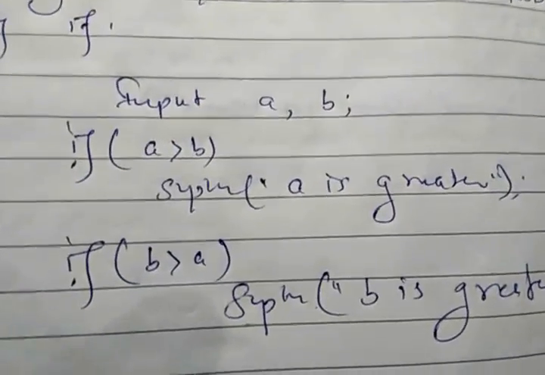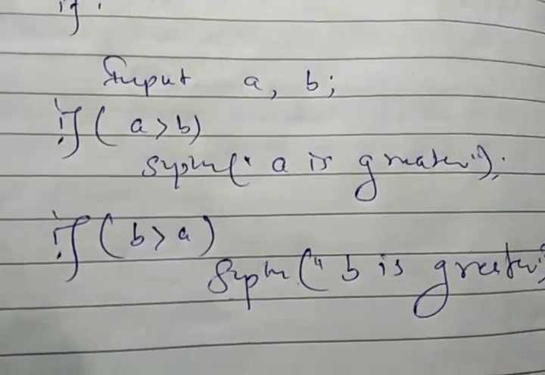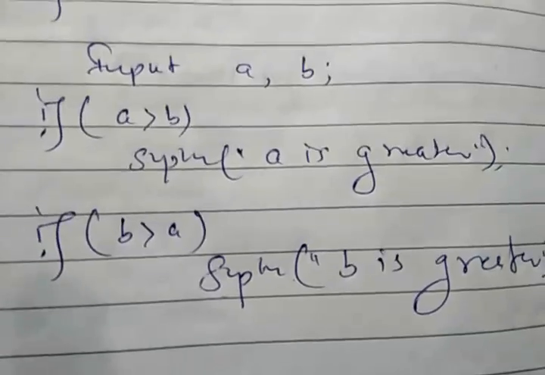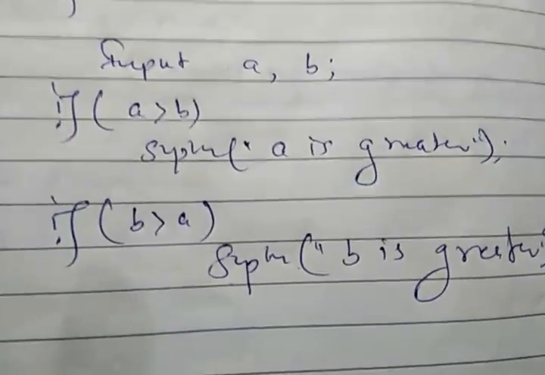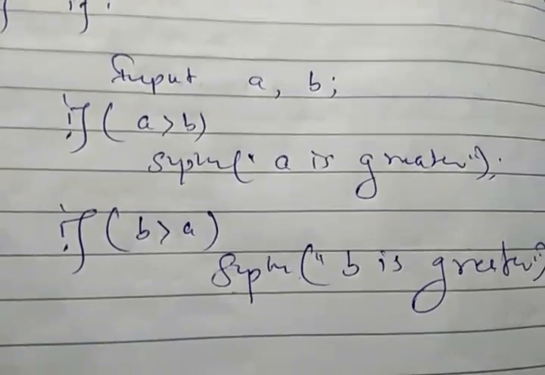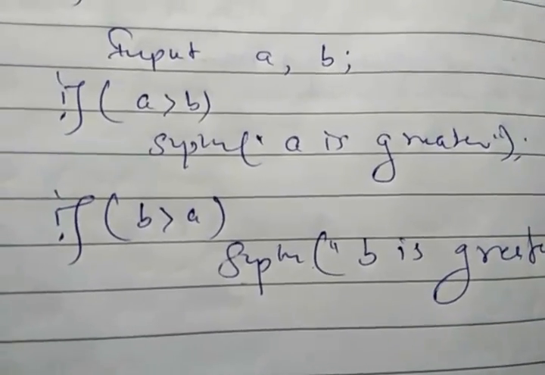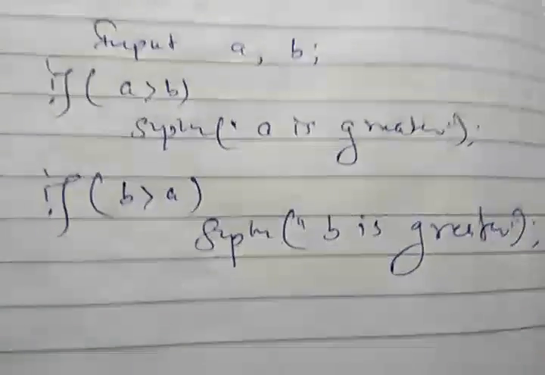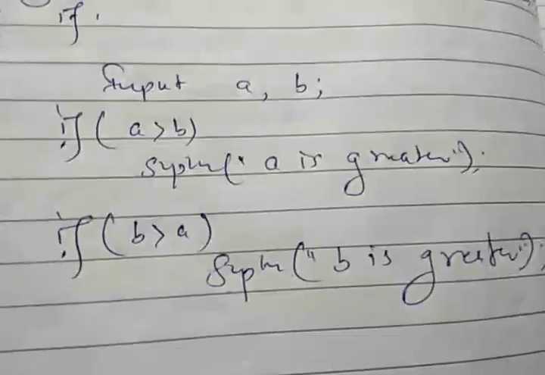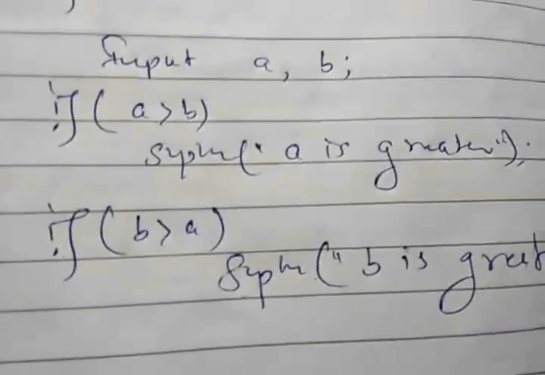Suppose you have inputted numbers a and b, so we will write the statement if a is greater than b, then System.out.print a is greater. If this condition is false, then it will go to the next statement. If b is greater than a, then System.out.print b is greater. So here we are printing both messages, but the program is with the help of if statements.